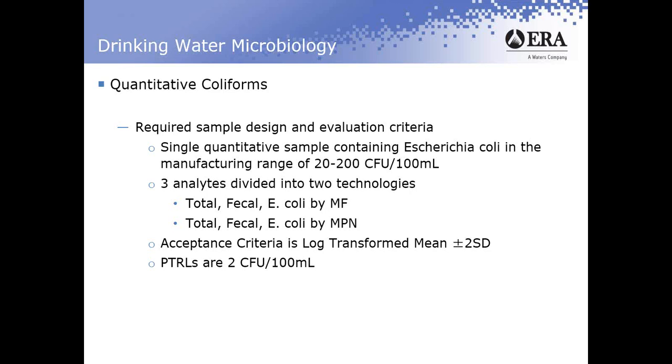Acceptance criteria is going to be log transformed mean plus or minus 2 standard deviations. The PTRLs are 2 CFU per 100 mils. Again, all of this information is on the FOPT tables, and all the PT providers are required to design and evaluate per this information.